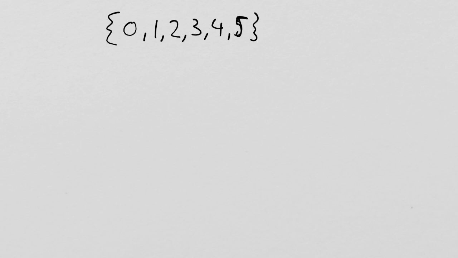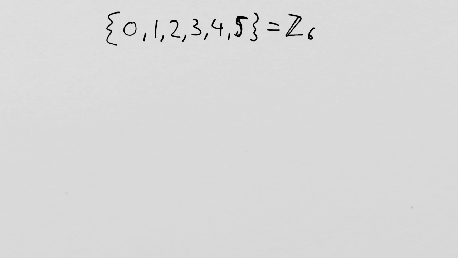So, of course, the classical example of a ring is the set 0, 1, 2, 3, 4, 5. Let's try that. We'll call that set Z6.